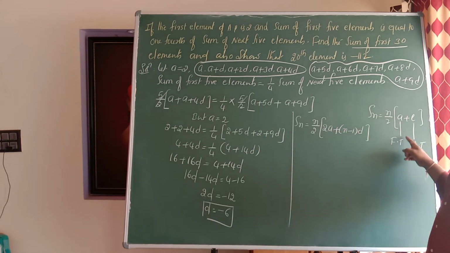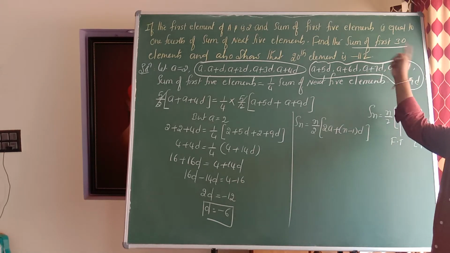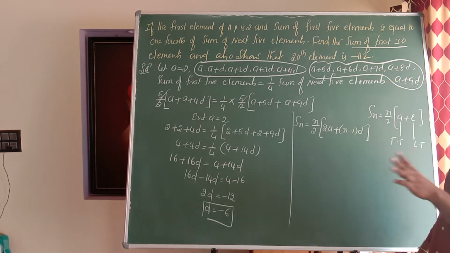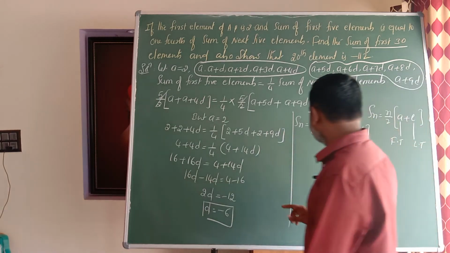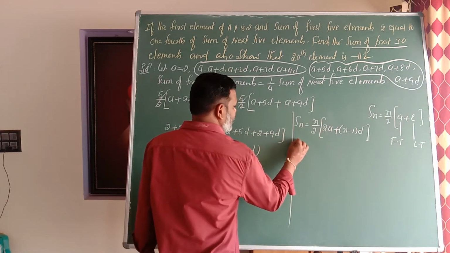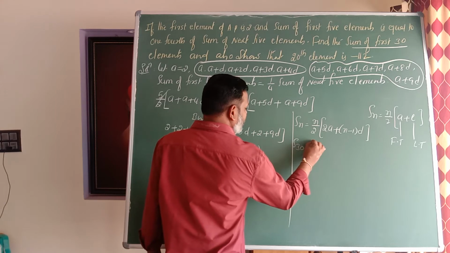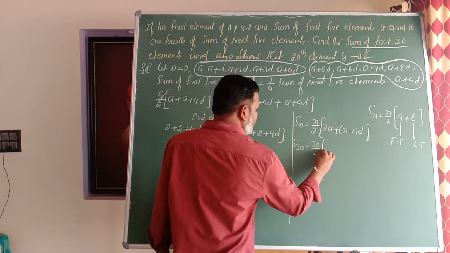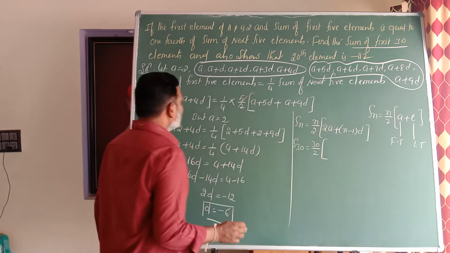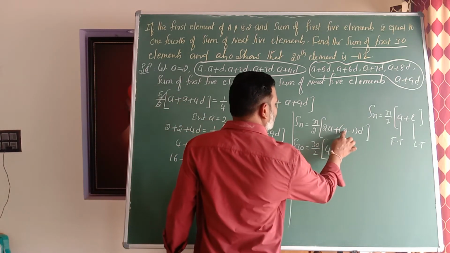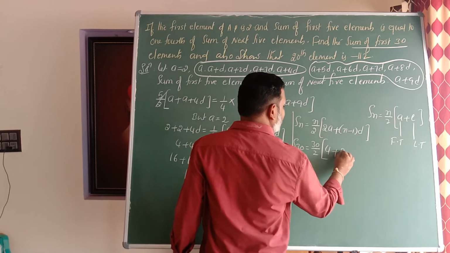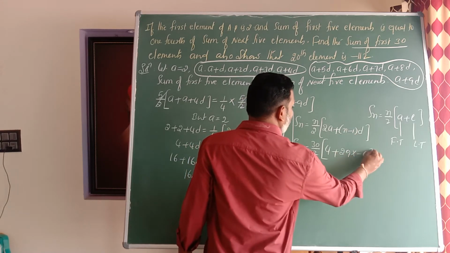The other formula is applied only when the first term and last term are known. Here, in the sum of the first 30 elements, we have only the first term, that is a is equal to 2. But we don't know the last term, but we have the common difference. For that reason, I am using this. So Sn, n is equal to 30, right? S30 is equal to 30 by 2 into, look here, 2a. 2 into a is 2 twos are 4, plus n is nothing but 30, 30 minus 1 is 29, into d is minus 6.